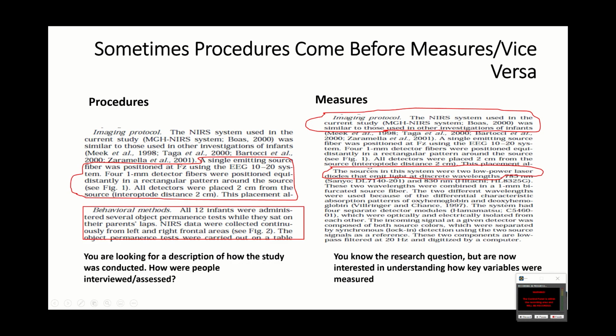Sometimes procedures come before measures and vice versa. Usually procedures comes before measures. Procedures describes how the data were collected, and then measures describes what was actually measured, how the authors operationalized their key terms. So for procedures, you're looking for a description of how the study was conducted, how are people interviewed and assessed. So we've got here, they're talking about how they used an EEG basically to measure what was going on in the brain. And then what they were looking at for the infants was whether they showed object permanence.